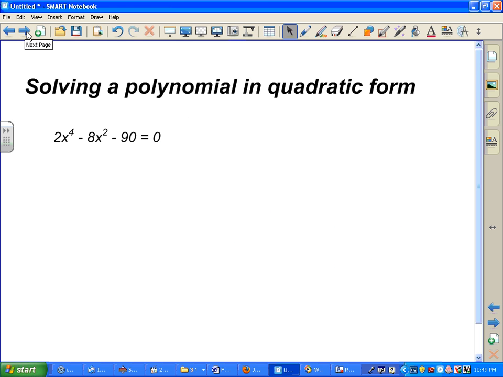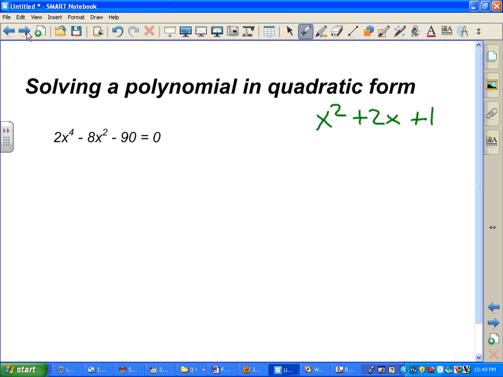Solving a polynomial in quadratic form. Now, why is this in quadratic form? Because if I look at a quadratic, x squared plus 2x plus 1. Okay? The reason this is in quadratic form is because it's two terms, and the power is decreased in half every time down to 0, down to a constant. Okay? So, here's why this is handy.